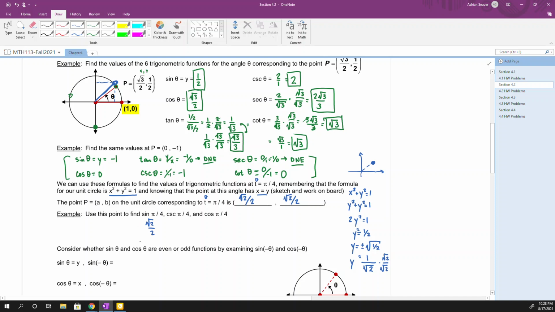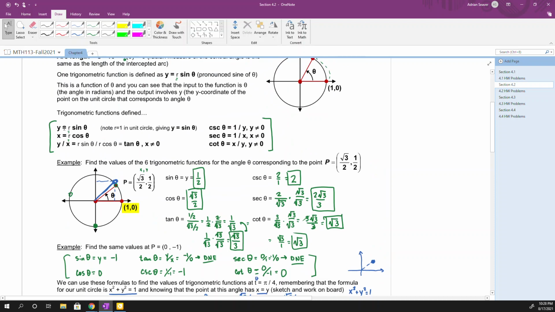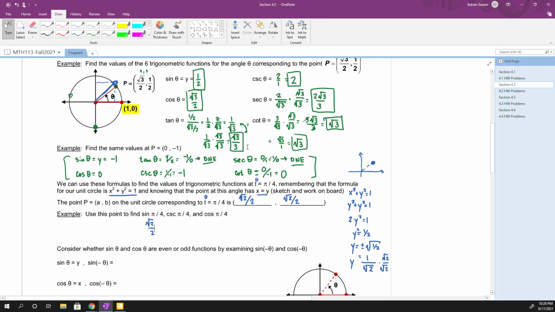If I said find the cosecant of pi over 4, well, that's sine flipped. If you go back and look, sine is y, cosecant is 1 over that. So it's just flipping that. So the cosecant would be 1, I guess, over square root of 2 over 2. And if you go through this math, that's going to be equal to 1 multiplied by the reciprocal, 2 over square root of 2.